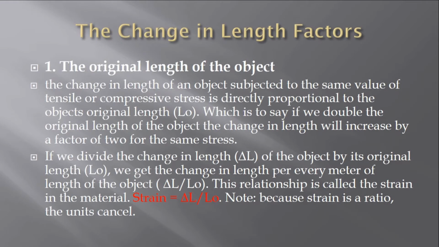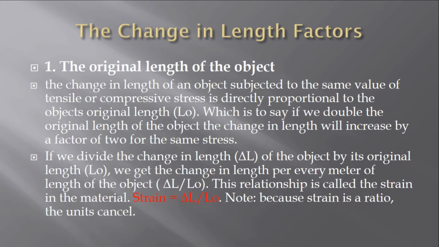Factor 1. The original length of the object. The change in length of an object subjected to the same value of tensile or compressive stress is directly proportional to the object's original length. Which is to say, if we double the original length of the object, the change in length will increase by a factor of 2 for the same stress.